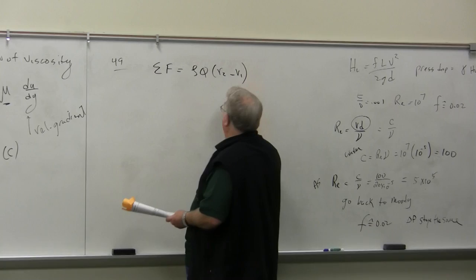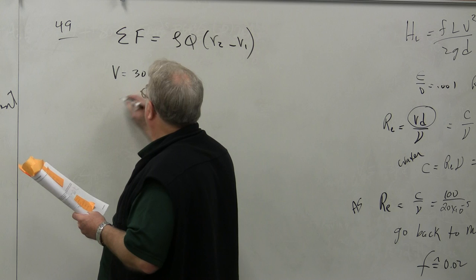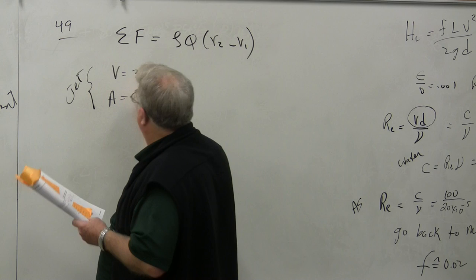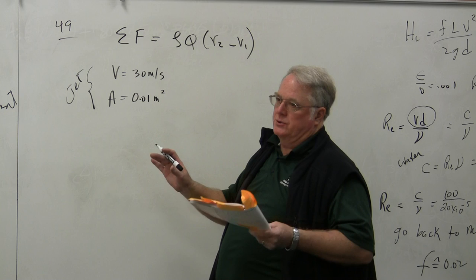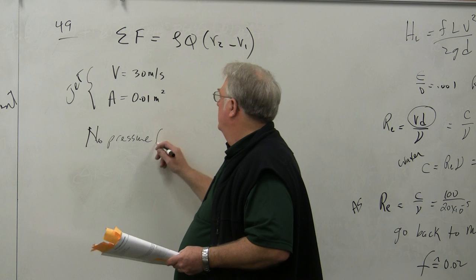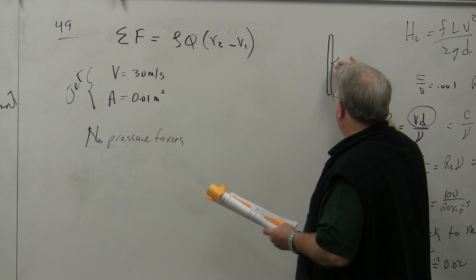Okay? We've got a jet velocity of 30 meters per second. We've got a jet area of 0.01 meter squared. Okay? So since it's open to the atmosphere, we don't have any pressures. Okay, so there's no pressure forces. The only force we have is the force on this plate. That's the only force we have.